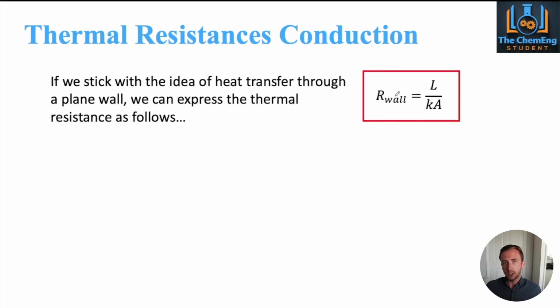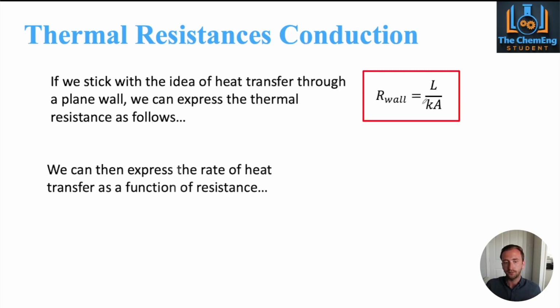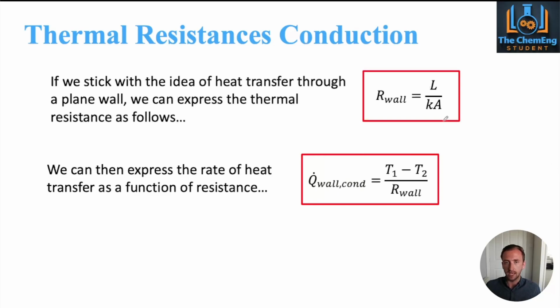The resistance for a solid plane wall is going to be L divided by kA, i.e. the thickness of the material divided by the thermal conductivity of the material multiplied by the heat transfer area. Ultimately the resistance is the inverse of the thermal conductivity, because thermal conductivity is a measure of how well it will allow heat transfer to take place. So the inverse of that must be the resistance. The reason we have L and A is we have to take account of the geometry and the size of the material.